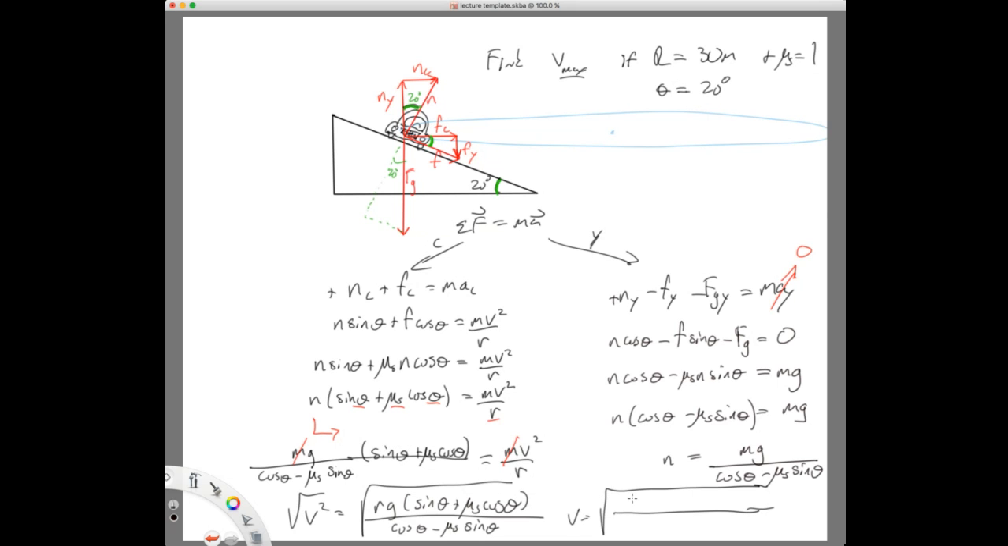And here I'm going to put my numbers in. Our r is 30. G is 9.8. Then we have the sine of 20 plus 1 times the cosine of 20. All of that's on top, and then we have cosine of 20 minus 1 times the sine of 20. Let's see what kind of number I get out of that.